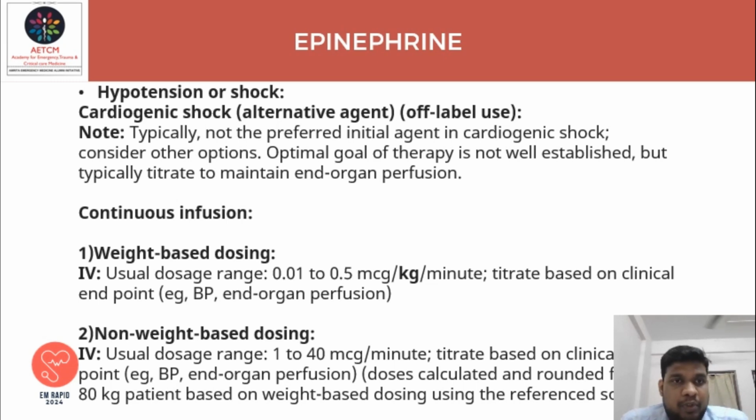Next one is hypotension or shock caused by cardiogenic shock. Epinephrine is typically not the preferred initial agent in cardiogenic shock; consider other options. The optimal goal of therapy is not well established, but typically titrate to maintain end-organ perfusion. Continuous infusion dosage is weight-based. The usual dose range is from 0.01 to 0.5 microgram per kg per minute, titrated based on clinical endpoint.